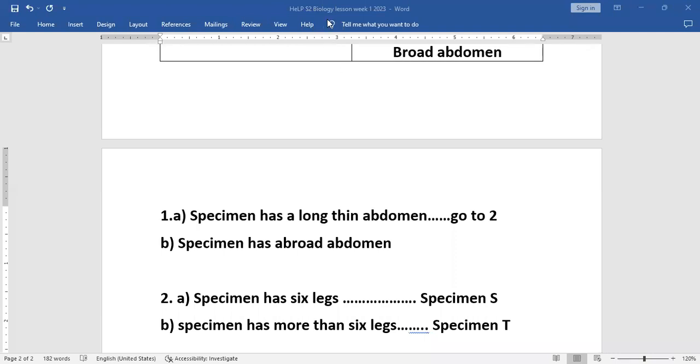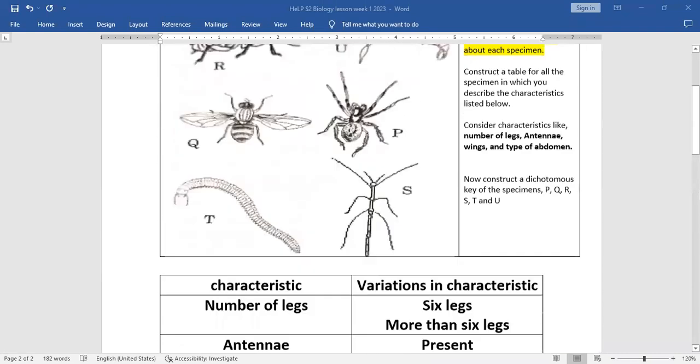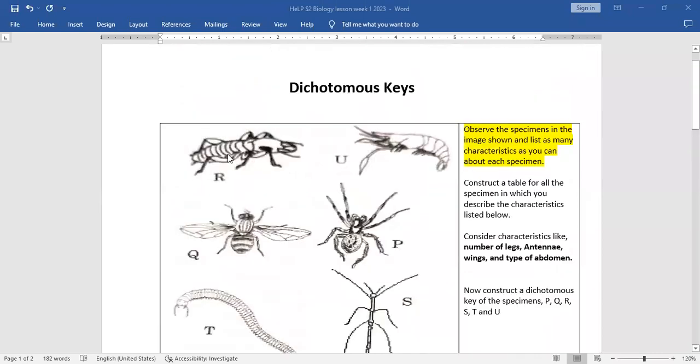Since we have identified only S and T, we go to these ones which have a broad abdomen. And did you notice the ones with a broad abdomen are many? If you look back at our picture, we now have specimen R, U, P, and Q. Can you give me a characteristic that I can use to split them into only two groups?